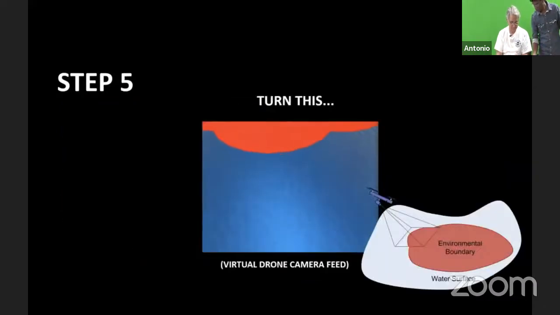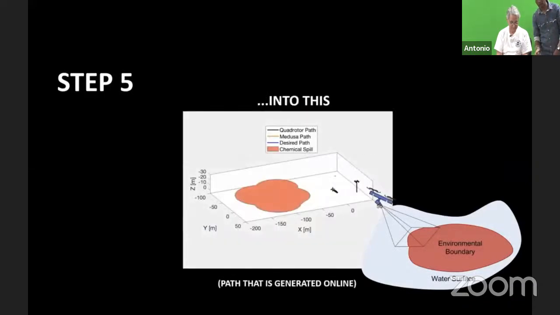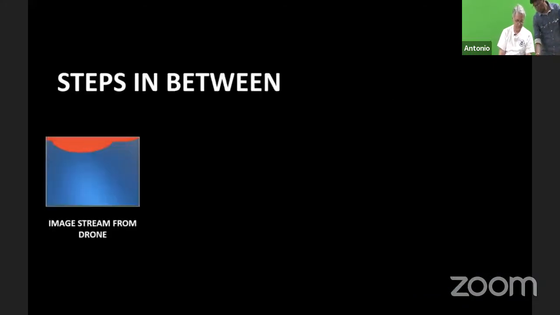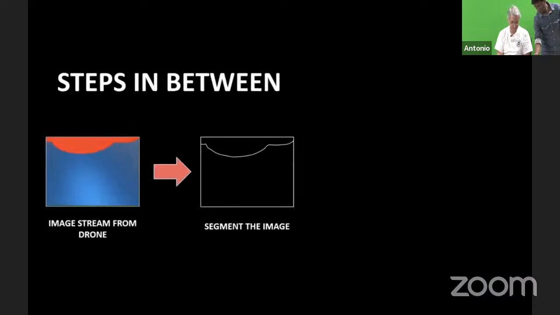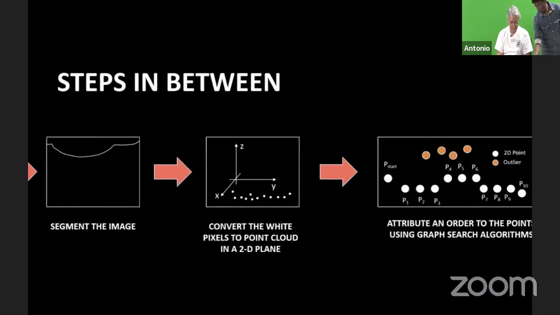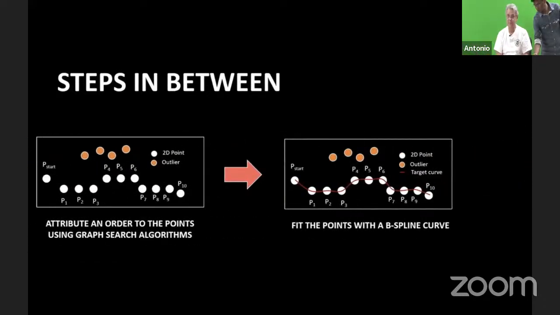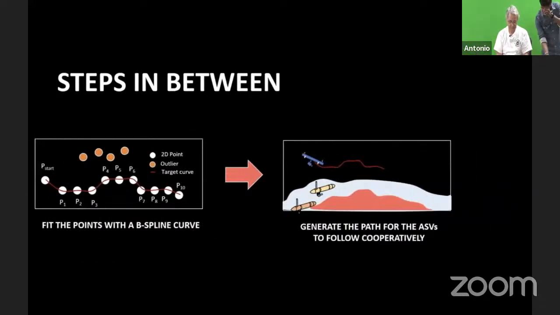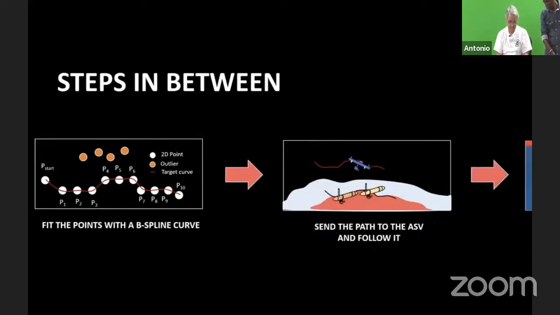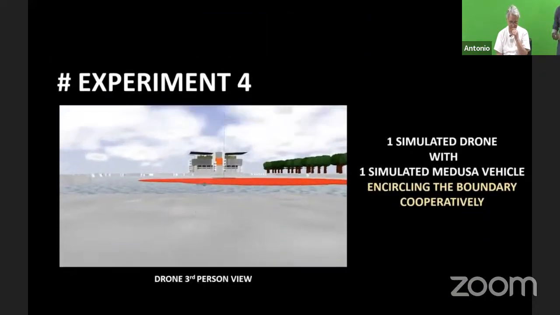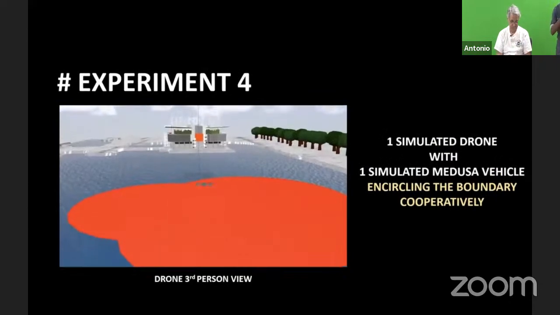The next step is to take the output of the visual camera to a system that generates the path online on the boundary of the spill. To achieve this, we take the image from the drone, segment the image, convert the white pixels to point clouds, and order the points using graph search algorithms and a curve fit, and send the path to the vehicle so that we can follow it. We repeat this process iteratively.